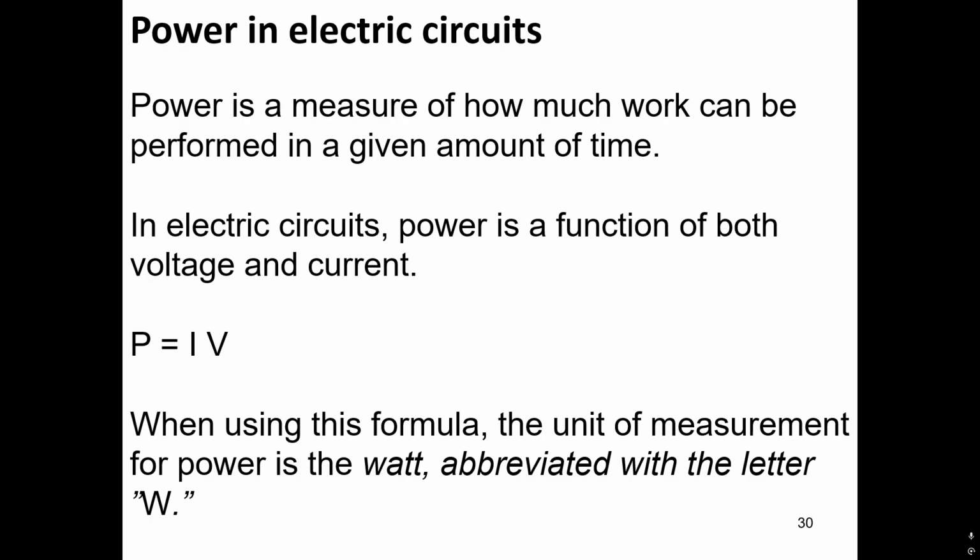Next, power in electric circuit. Power is a measure of how much work can be performed in a given amount of time. In electric circuits, power is a function of both voltage and current. So we can write power P equal to V into I. When using this formula, the unit of measurement for power is the watt, abbreviated with the capital letter W.